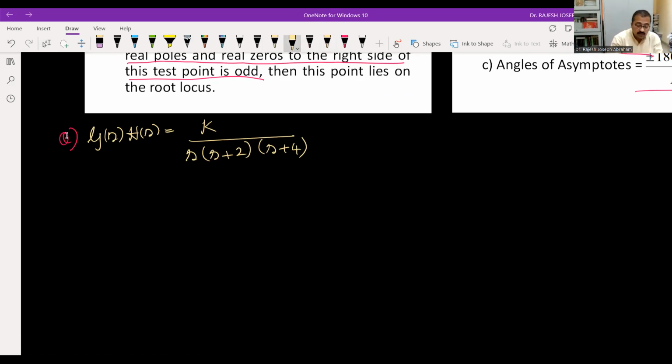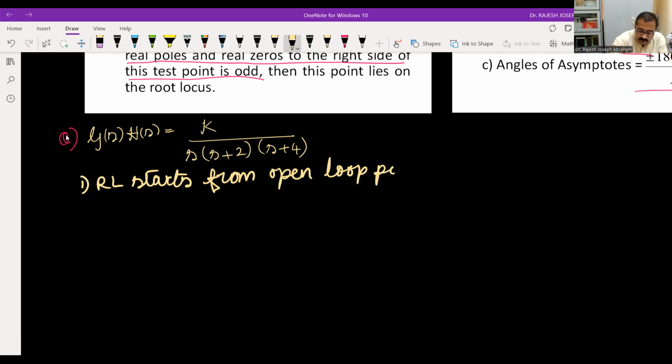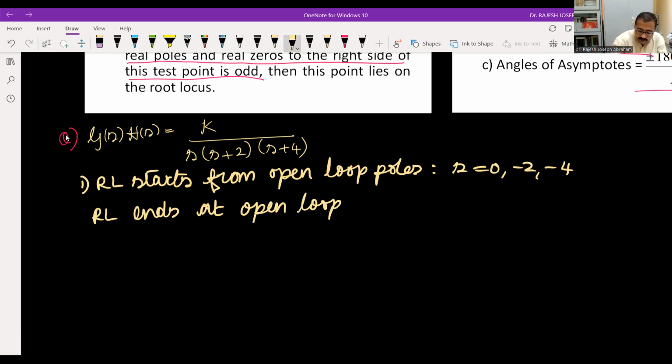We need to find the points at which the root locus originates. So one, the root locus starts from open loop poles. Where are the open loop poles here? s is equal to 0, minus 2, and minus 4. And the root locus ends at open loop zeros. Here we do not have finite zeros, so it terminates at s equal to infinity, infinity, infinity.